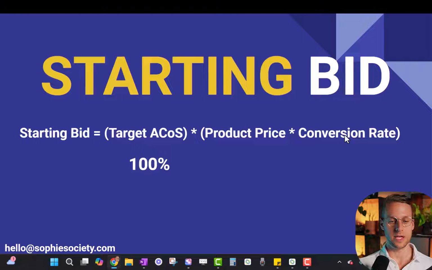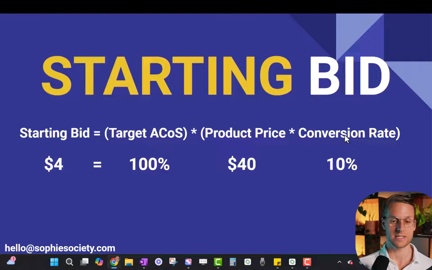Okay, let's go through an example here. So say my target ACoS is 100%. That means I'm willing to spend on average 100% of my product sale value in ad spend. So if I'm selling a $40 product, I'm willing to spend $40 in order to sell that product. So how do I set my bid? Well, it's very simple. I'm willing to spend 100% of that $40, and 10% of the people that click are going to buy that product, right? So that means my starting bid is going to be $4.